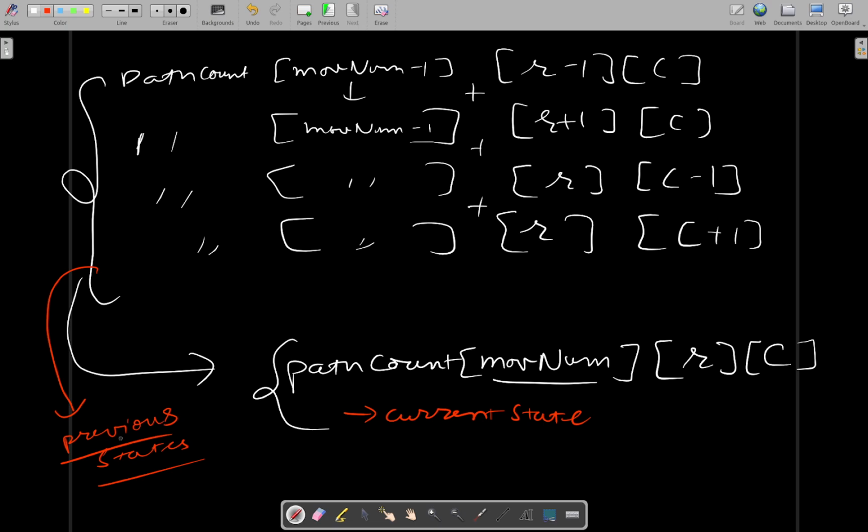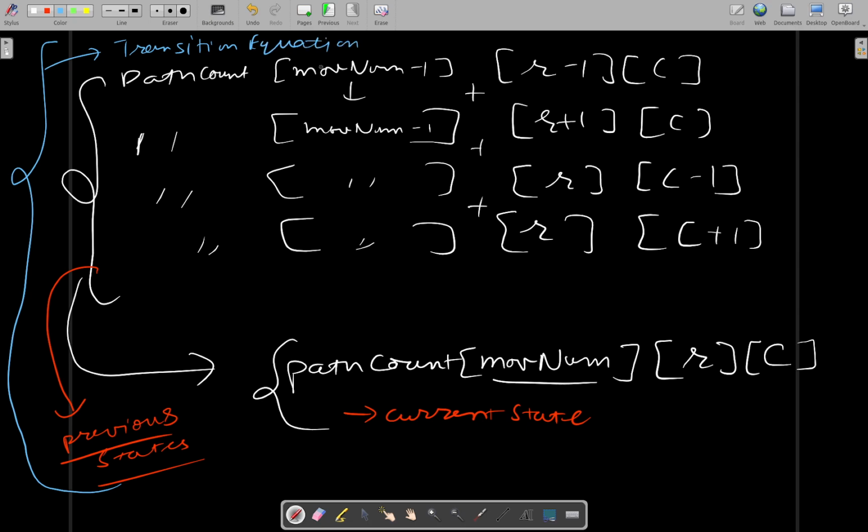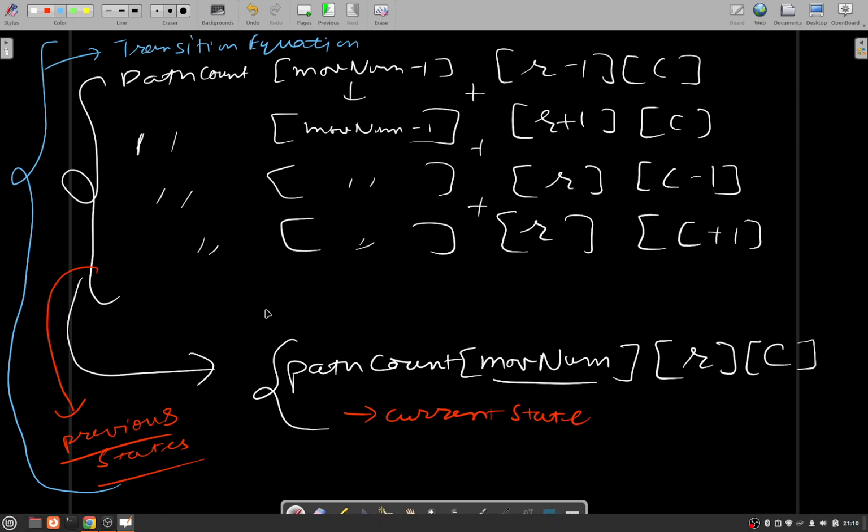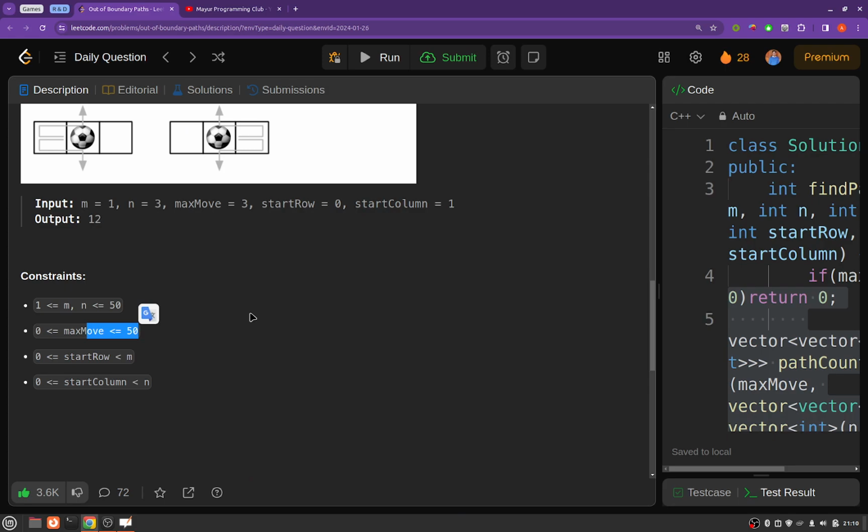Right now we are not worried about whether it will be within boundaries or not. We'll take care of that in the implementation part, but seems like we are having a transition equation. So this is our transition equation. Transition from what to what? Current state, previous state to current state. Okay, so let's see the implementation part.